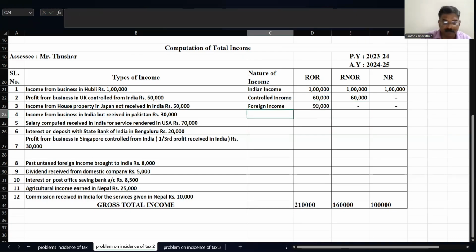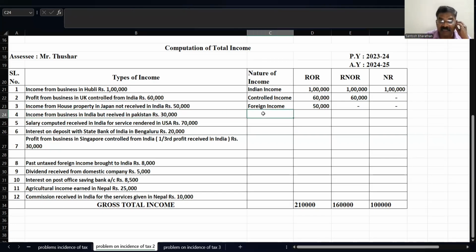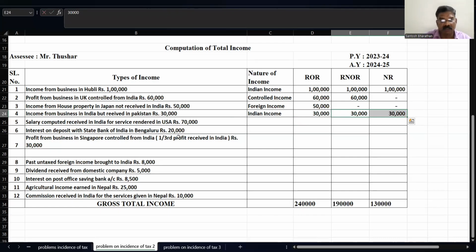Now coming to the next one, income from a business in India received in Pakistan, rupees 30,000. See, any income which is received in India, either it is income received, earned, raised, accrued, whatever may be, we treat that as an Indian income. So, Indian income directly, I'm going to write and mention it as 30,000, which is taxable in all the three cases. Okay, children, understood?